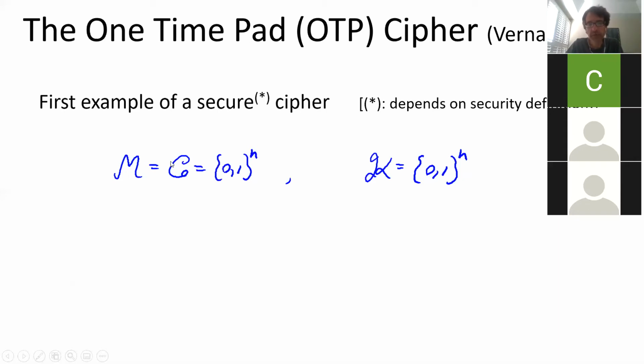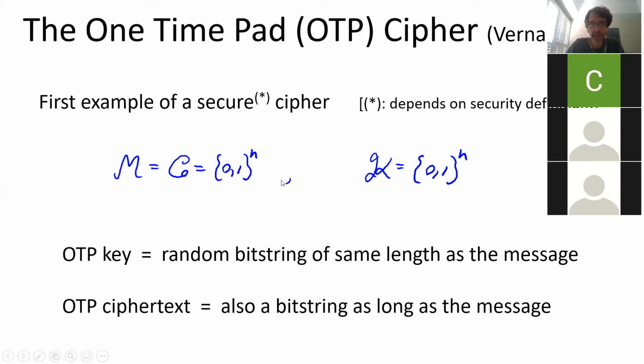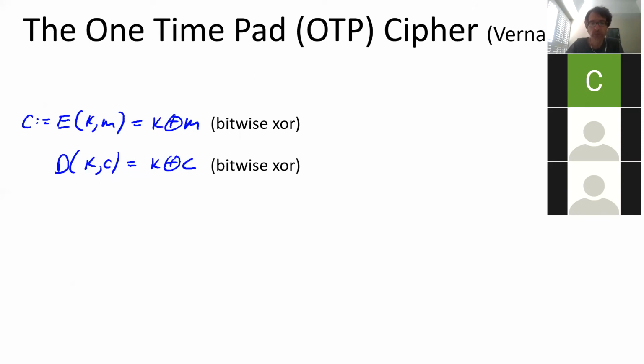We have a message space of n-bit strings, and a key is also an n-bit string. So in other words, in order to encrypt an n-bit string, I need a key that is a random n-bit string. Okay, and the ciphertext that results will also be an n-bit string. And the way I encrypt is I XOR.